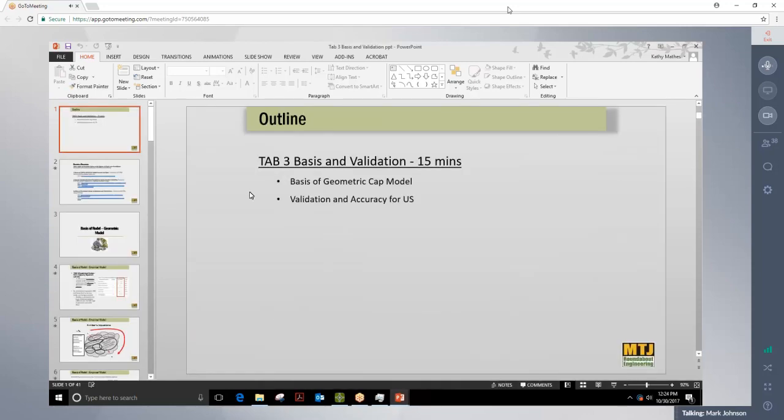In this next section, we're going to be talking about Rodel's basis and its validation for U.S. conditions in terms of its accuracy for the U.S.